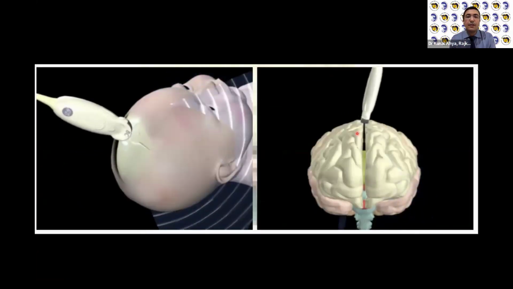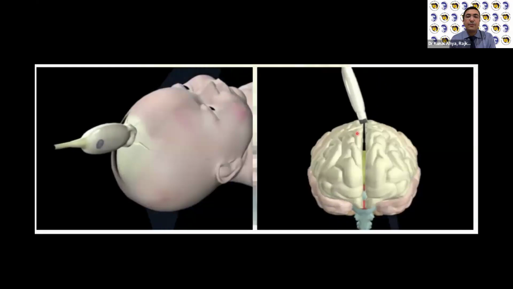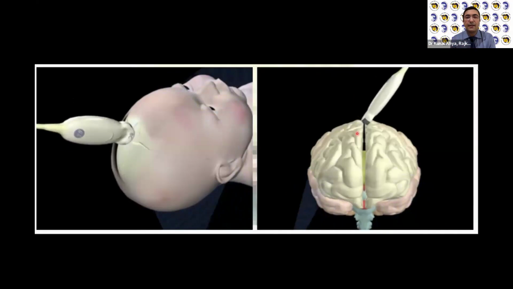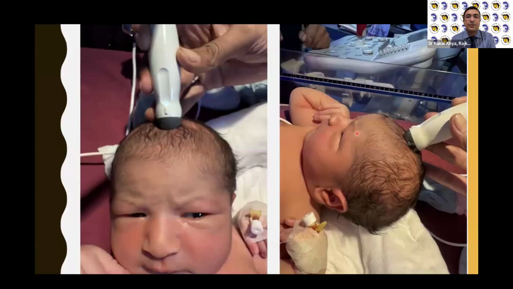So now we will be moving from the coronal views to the sagittal views. Okay, so in sagittal view, you need to rotate your probe and keep your marker anteriorly, that is facing towards the nose. So this is how you see from the front and from the lateral sides. You see the ridge is there and a light is there. So the marker is pointing towards the nose of the baby.